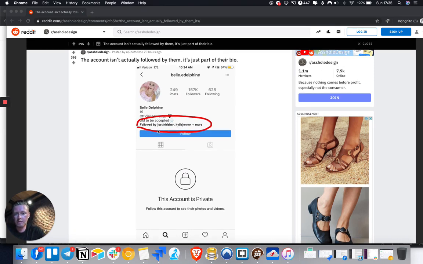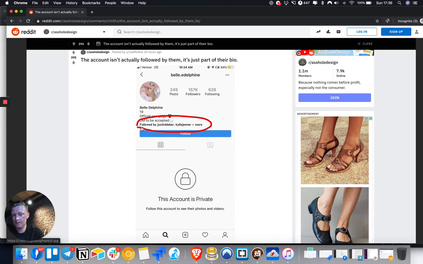So I think this would help particularly well with anyone doing this sort of follow-on-follow method, or really focusing on Instagram marketing. So I just found this on Reddit, where we have this account here, 157,000 followers, and here it says followed by Justin Bieber, Kylie Jenner, plus more. Obviously, Justin Bieber and Kylie Jenner are huge accounts, which gives this a lot of credibility straight away.